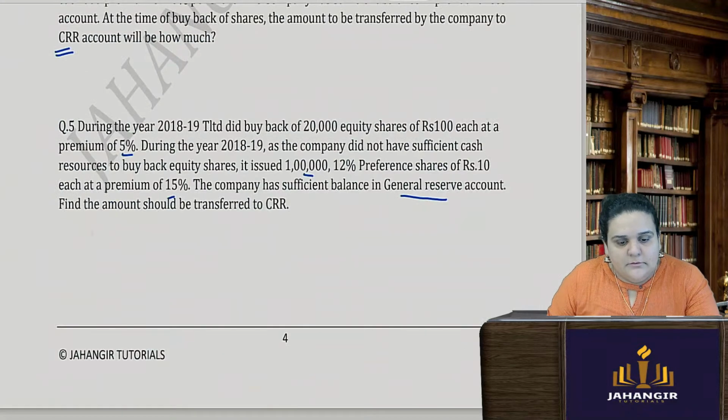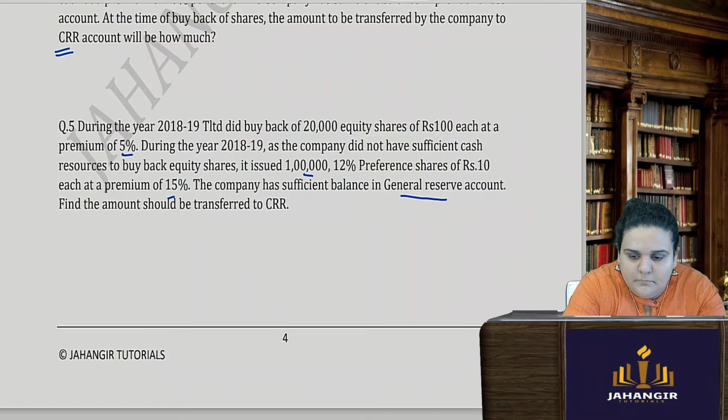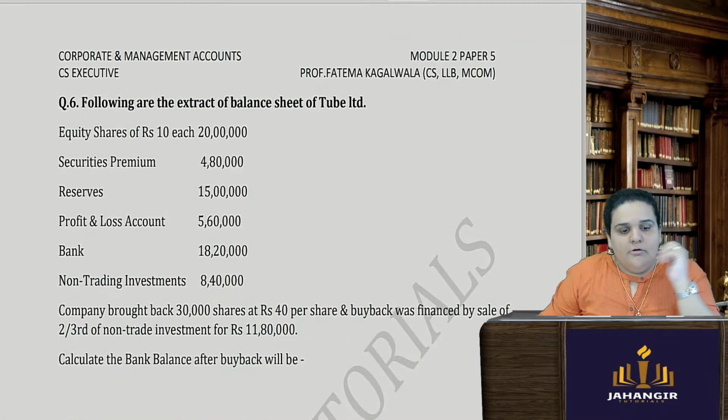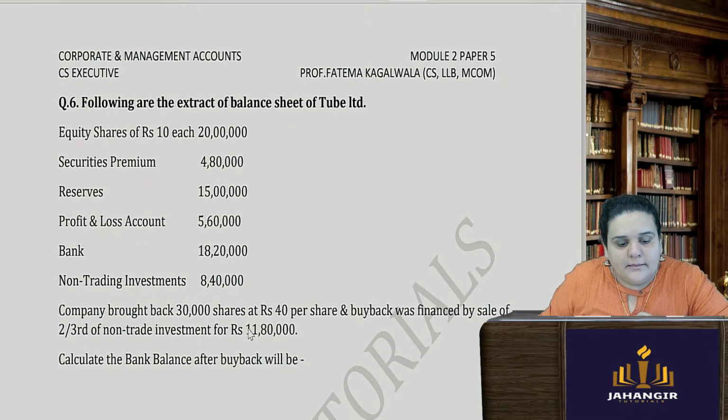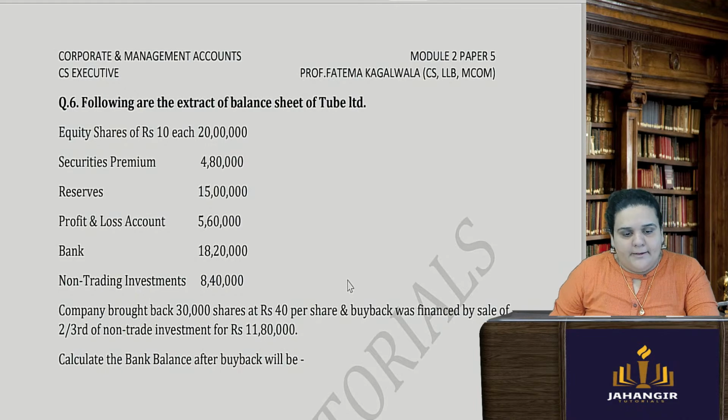Now the next question. The following are the extracts of the balance sheet of Cube Limited. Equity shares of rupees 10 each, 20 lakh, securities premium, reserves, P&L, bank and non-trading investment. The company bought back 30,000 shares at rupees 40 each, and the buyback was financed by two-thirds of the non-traded investments for rupees 11,80,000. Calculate the bank balance after the buyback.